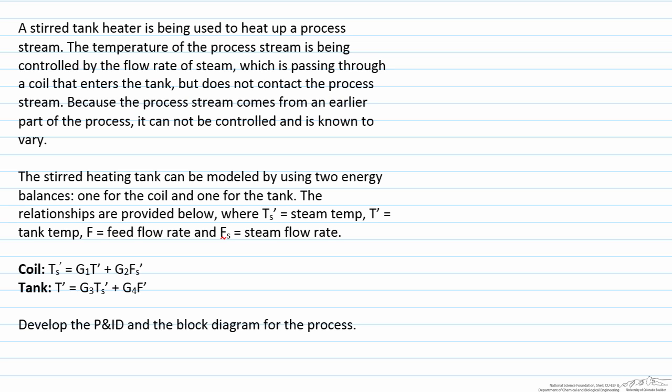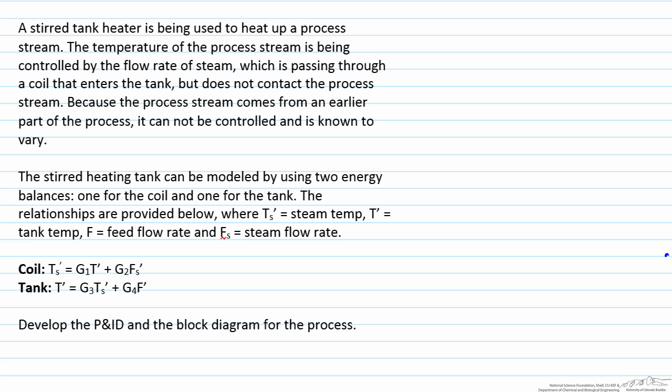So we have two energy balances. The first for the coils, which shows the steam temperature as a function of the tank temperature and the steam flow rate. And then we have a second one for the tank, which has a relationship of the tank temperature as a function of the steam temperature and the flow rate of the process stream.